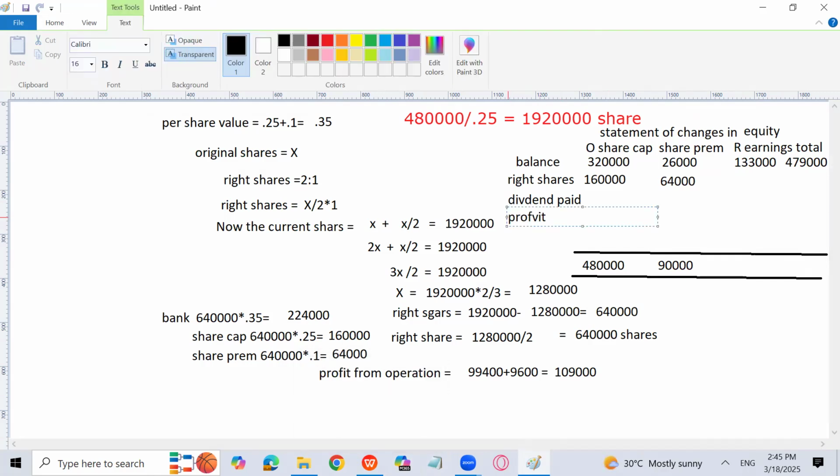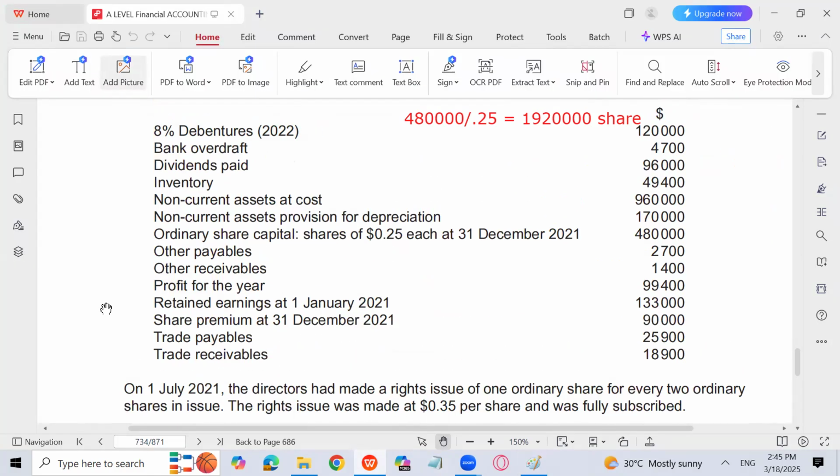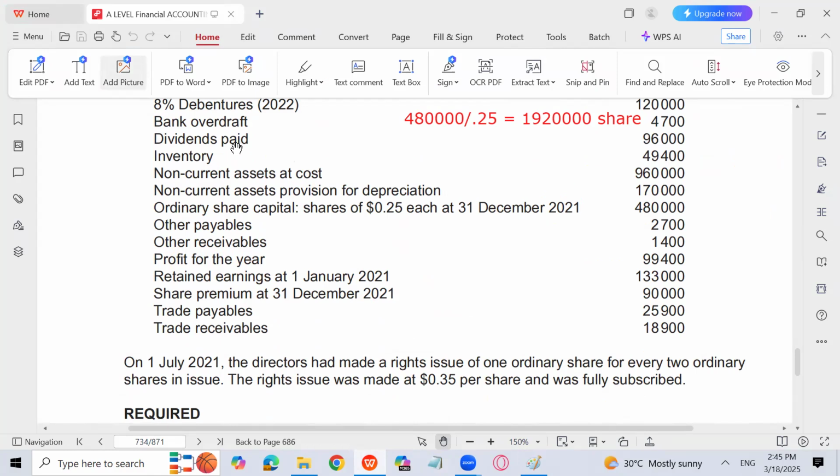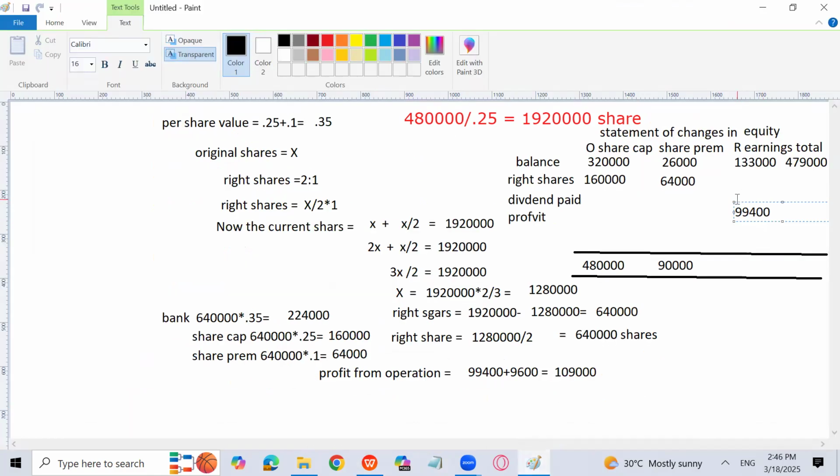No, there is no sequence. You can write profit first, you can write profit at the end. It doesn't make any difference. So profit is going to be 99,400. So let me write the profit here. 99,400. And dividend paid is given. That is how much? Here, that is dividend paid, 96,000. So I will subtract 96,000.